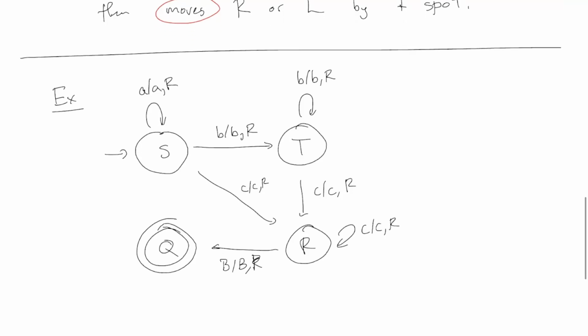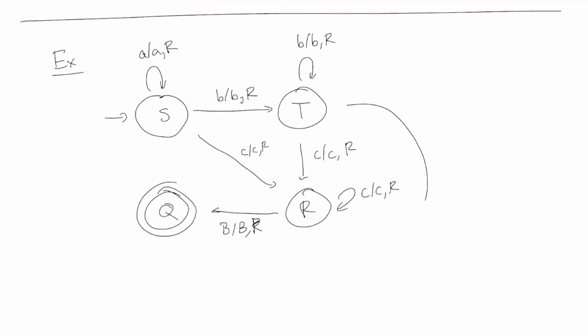And I have one more arrow from the T state. Sorry, I have to go around the bend here. This is also a blank/blank,R. All right, so this is a very simple Turing machine which always moves to the right. You can see I'm only using R's, there's no L's here. So in this example, the head is only moving to the right. And also in this example, the thing that it reads is always the same as the thing that it writes.